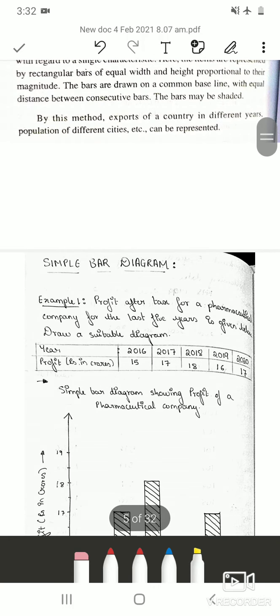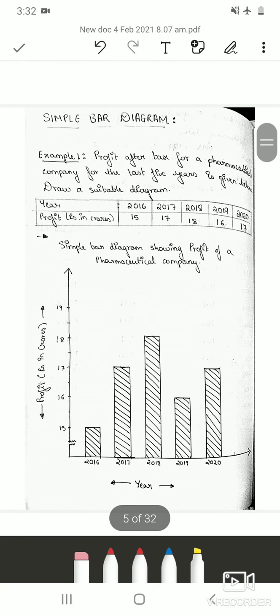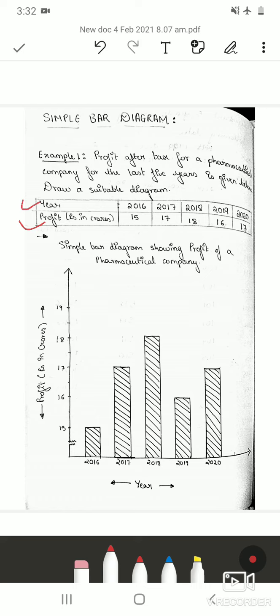So let us see examples of simple bar diagram. The first example is: profit after tax for a pharmaceutical company for the last 5 years is given below. Draw a suitable diagram. What they have given is profit in terms of crores for a pharmaceutical company in different years, that is in the past 5 years. The company is the same, we are comparing the profit made in each year for the past 5 years. So we can use a simple bar diagram.